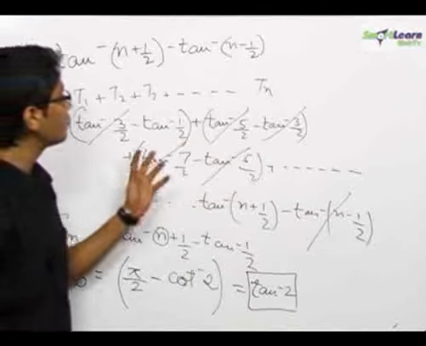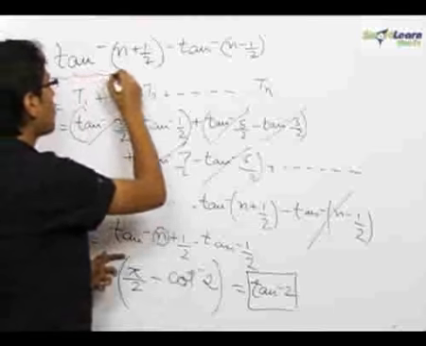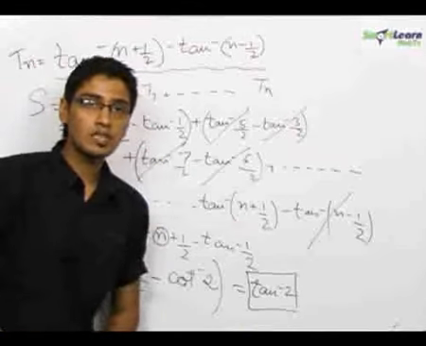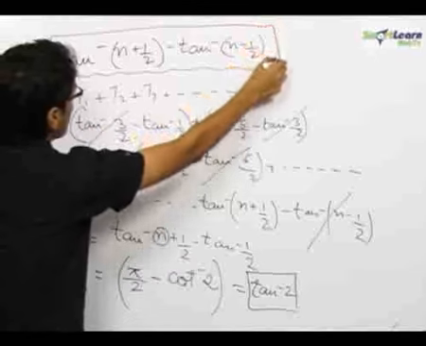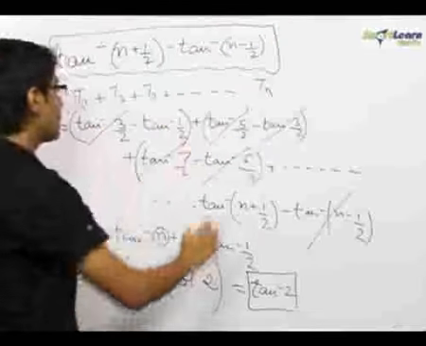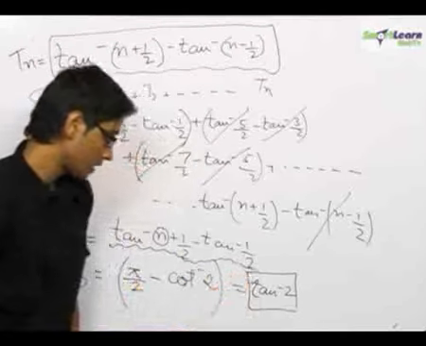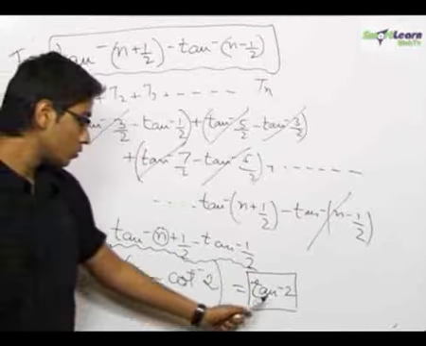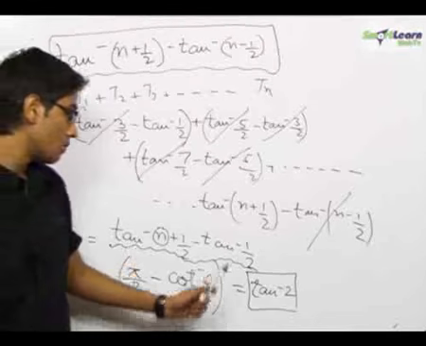So the basic concept which we used in this question was to create the nth term of the series in the form of tan inverse A minus B upon 1 plus AB, so as to write it in the format of tan inverse A minus tan inverse B, so that the terms can get cancelled out and we can get a much simpler sum. Sum up to infinite terms is equal to tan inverse 2, and sum up to n terms of the series is tan inverse of n plus half minus tan inverse half.